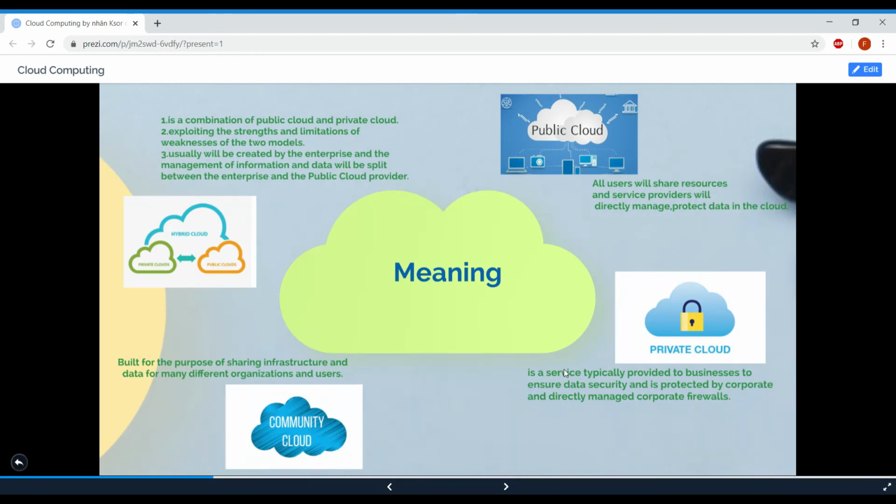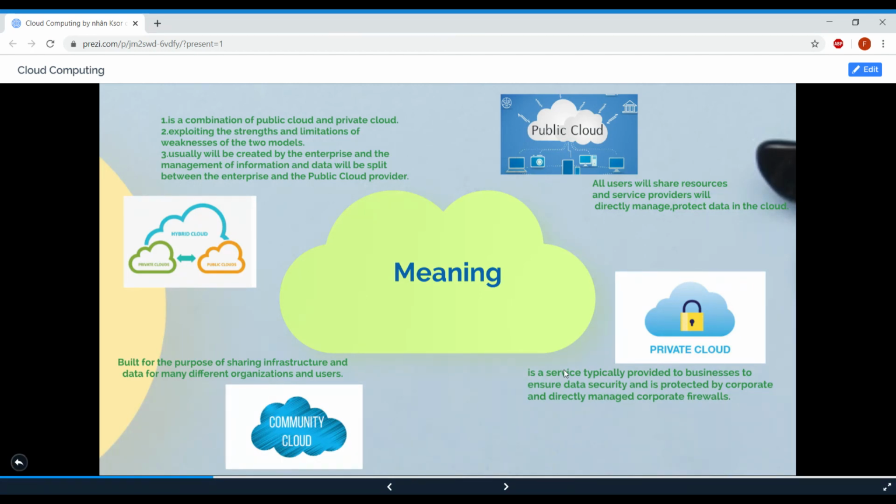Next, private cloud is often used within the enterprise to ensure data security and protection by corporate firewalls, and it is directly managed. Next, hybrid cloud is a combination of public cloud and private cloud. It exploits the strengths and weaknesses of the two models. It is usually created by the business. The last one is community cloud. Community cloud is built for the purpose of sharing infrastructure and data from many different organizations.